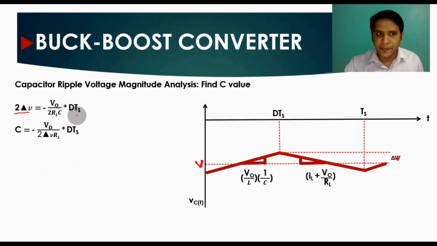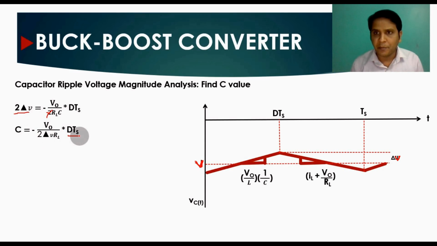Okay, so if you want to find out the value of C, it is given by minus V naught divided by delta V RL. Okay, here I think 2 should not be there. So the value of the capacitor is given by minus V naught divided by delta V RL over a time period of dTs. So hope you understand how you realize the steady state analysis of the buck boost converter.